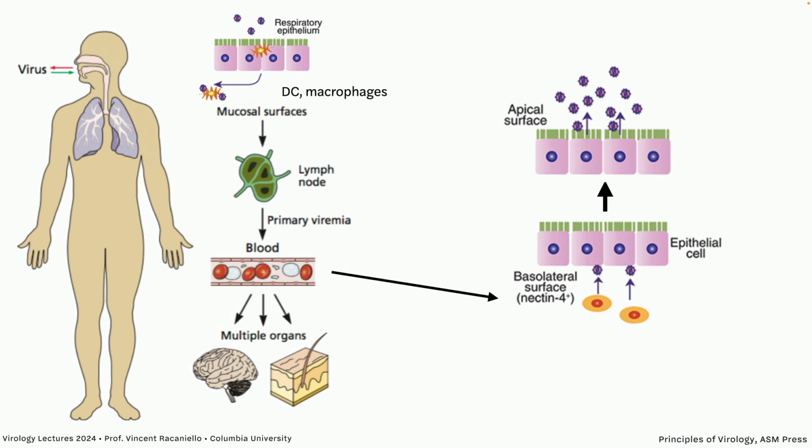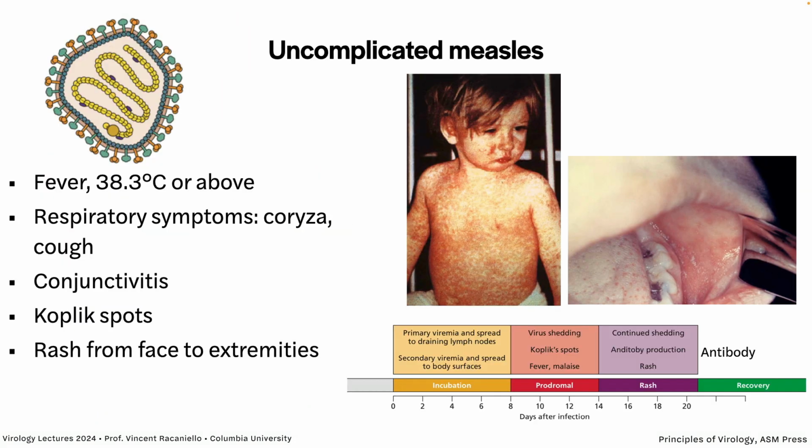And you see, among the organs here is skin and brain. So 1 in 1,000 kids with measles get encephalitis, an inflammation of the brain. It's not good to have virus in your brain. So uncomplicated measles: a high fever, respiratory symptoms, runny nose and cough, conjunctivitis, inflammation of the conjunctiva, and Koplik spots, which are these white spots in the buccal mucosa.